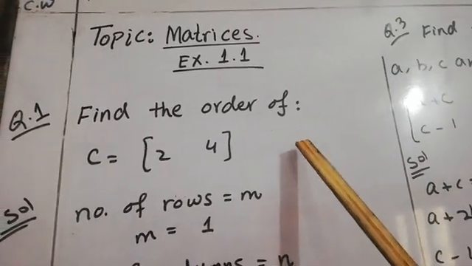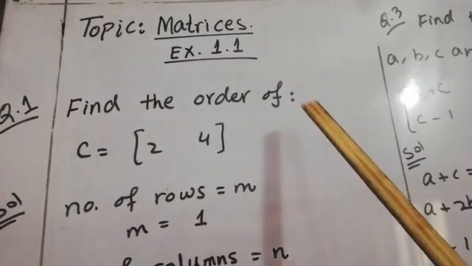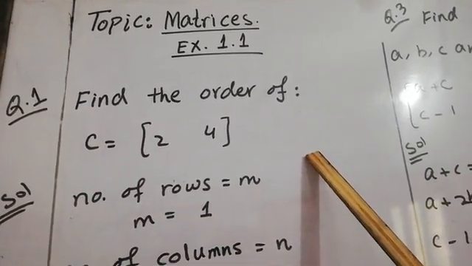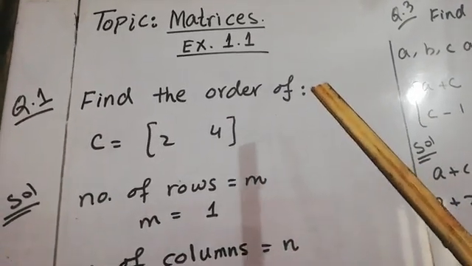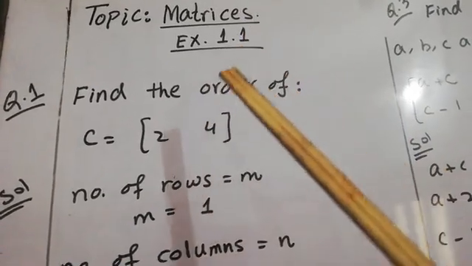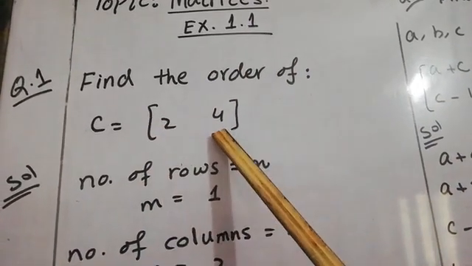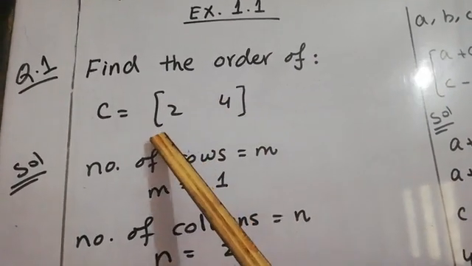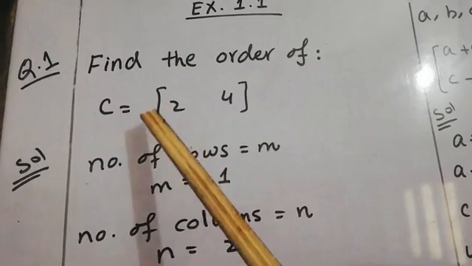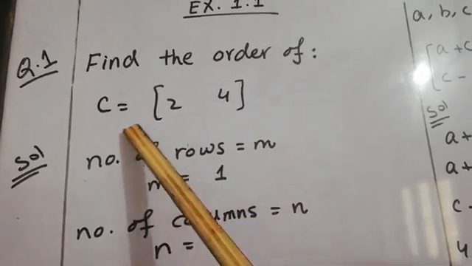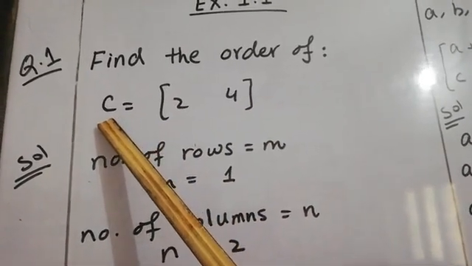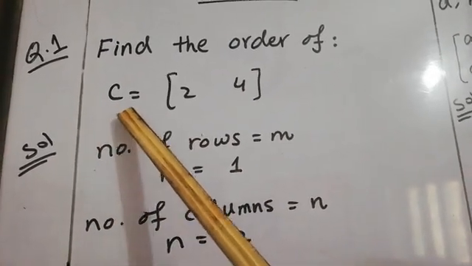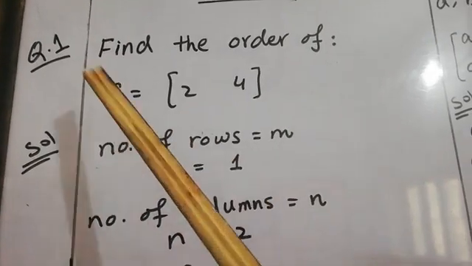But since this is the new chapter for you, there are some questions which are in short form. First of all, the introduction of matrices: we write the numbers separately in square brackets, put the equal sign, and name the matrix with a capital letter. Then we can say that this is a matrix.